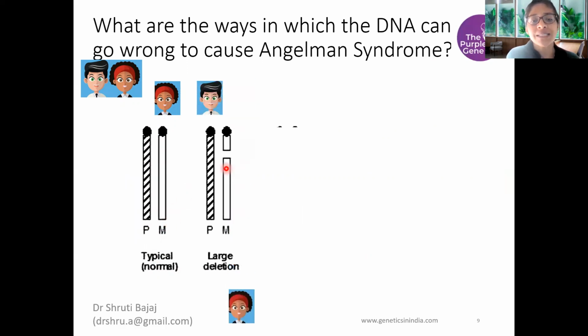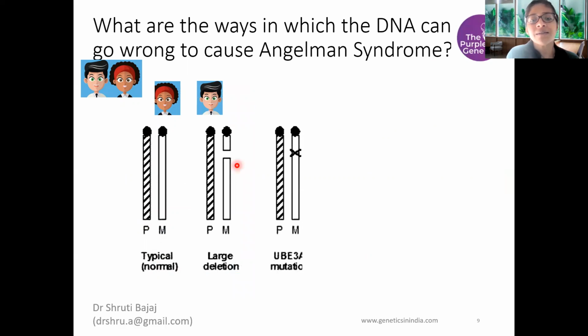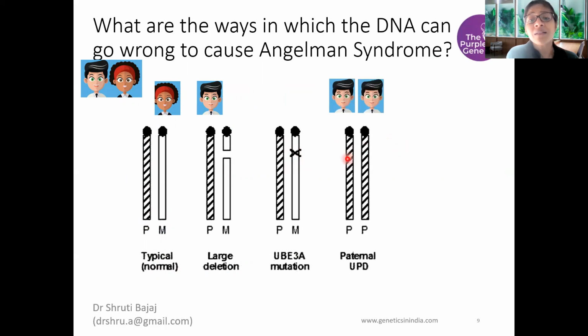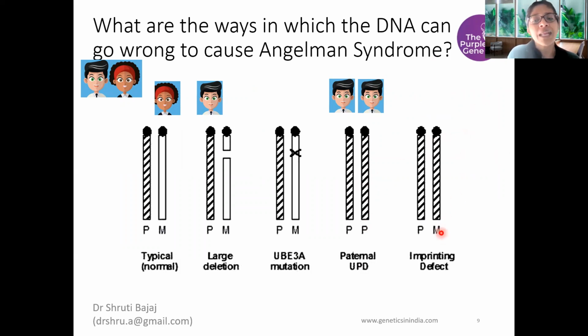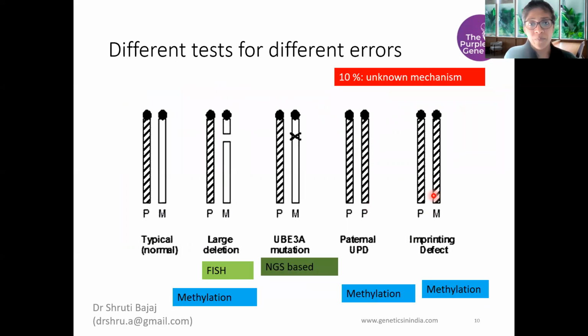Now, if this gene gets deleted, or if there is a mutation which occurs over here, or if the father's gene gets duplicated in this region, which is again futile because the father's gene is silenced, or for any reason, if even the mother's gene is silenced because of varied mechanisms, anything which results in non-functioning of the mother's important gene in this Angelman syndrome region will externally result in Angelman syndrome.